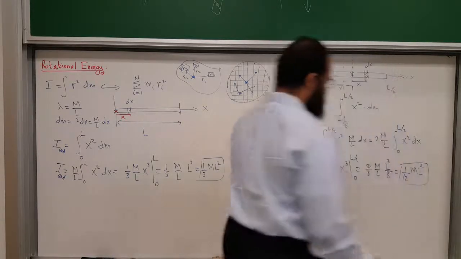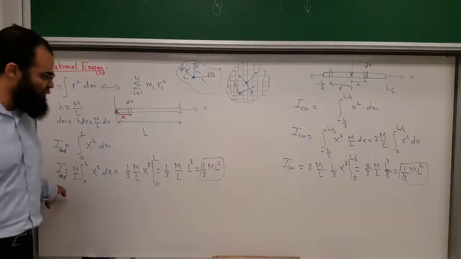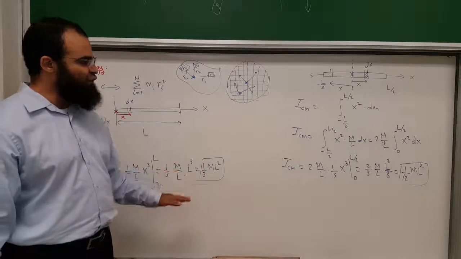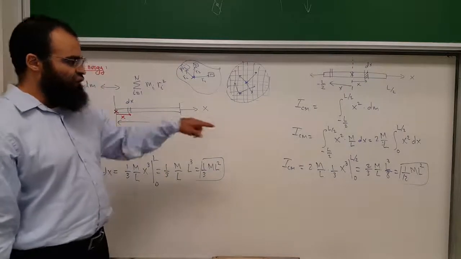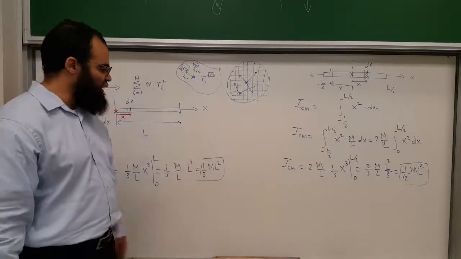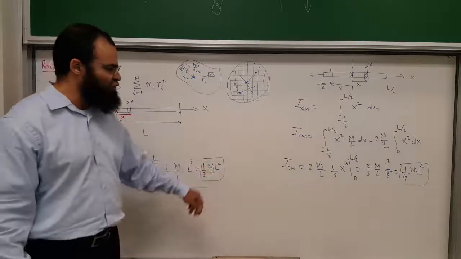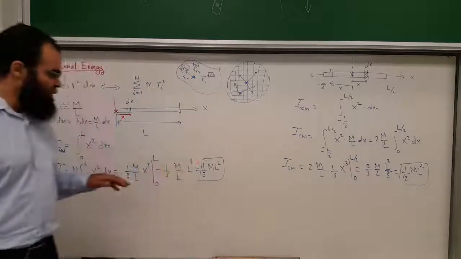So notice the moment of inertia about the center of mass is smaller than the moment of inertia about the end. And always, the moment of inertia about the center of mass will be the least. For an axis going through the center of mass, it will be less than any other one. It's a minimum, and we will show how to prove it. Okay, so that is that.